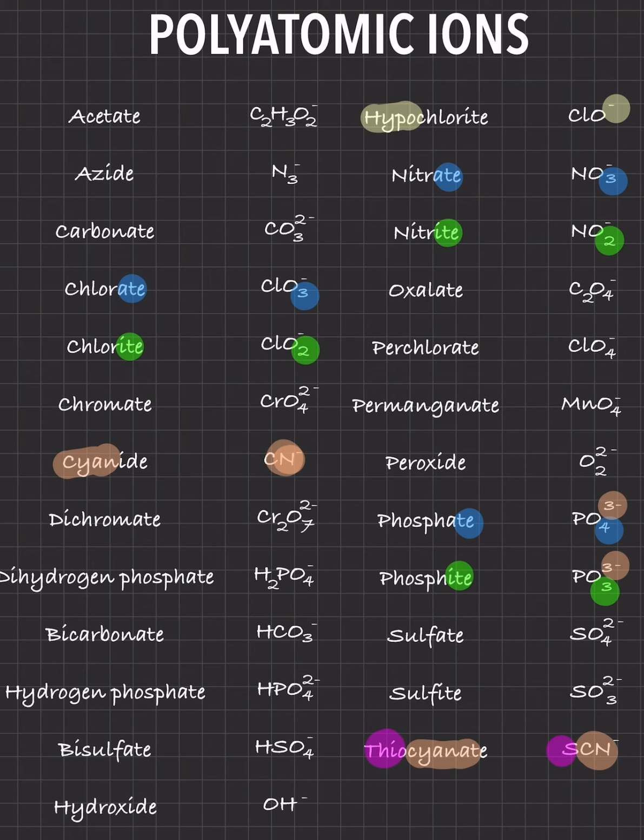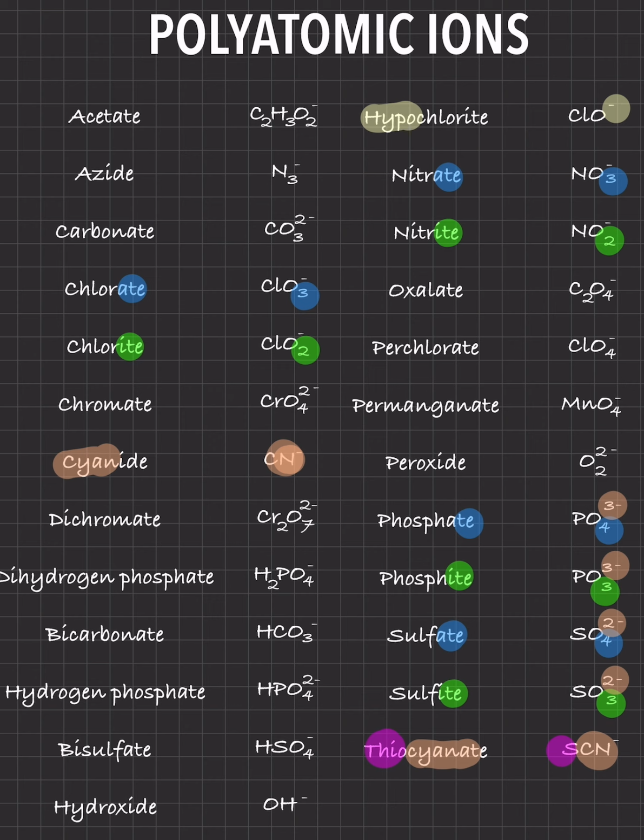Now, for sulfate and sulfite, I'm going to go by my same rule. I have my ate, so this is going to be 4. I have my ite, so it's going to be 3. Ate is because it's bigger, and ite is because it's less. And again, be careful, you still have a 2 minus charge.